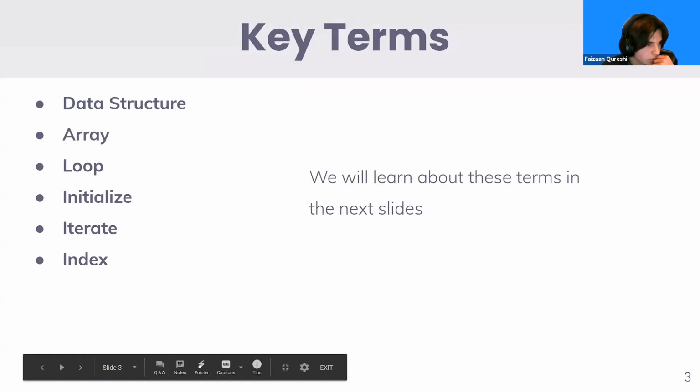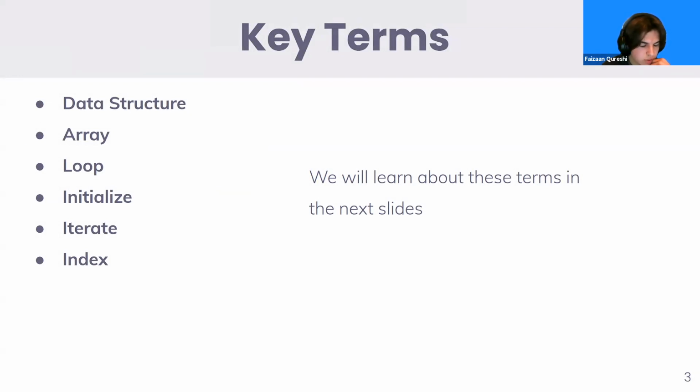So for our key terms today, I want everyone to pull out a piece of paper or write down somewhere in your notebook. I just want everyone to write down these key terms as we will be going over them later in today's lesson. So we got our data structure, array, loop, initialize, iterate, and index. I'll just wait a couple seconds for everyone to write them down. I think we're ready to move on.